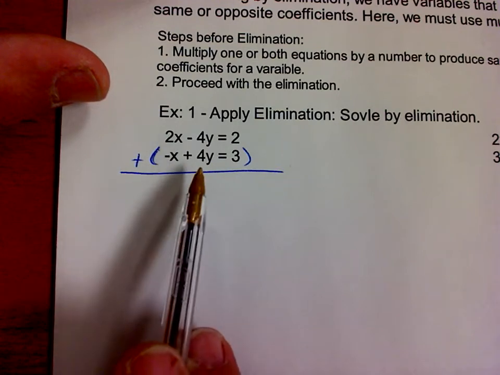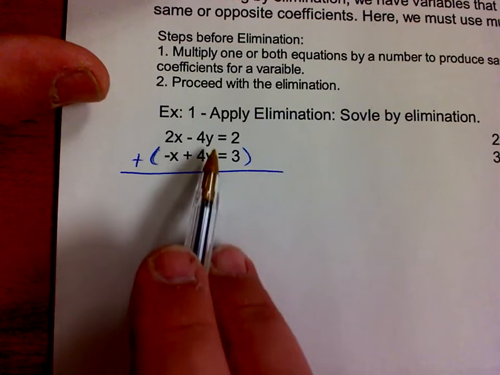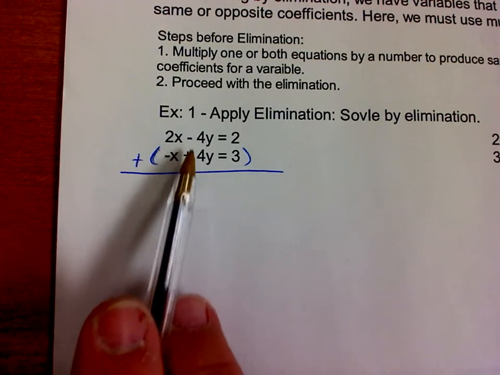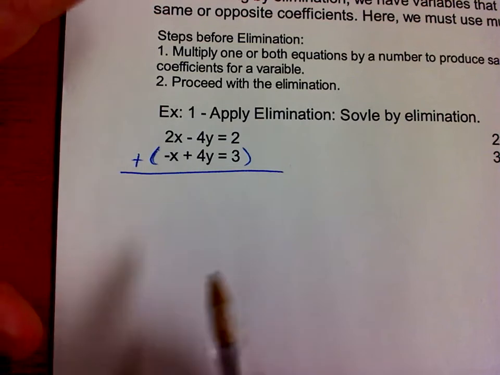Now, if I would have subtracted, I would have negative 4 minus 4. That would have given me negative 8. Because remember, the goal of this is to have one of our variables cancel out. I tend to always try to get opposite signs but the same coefficient, like this. That way I'm always adding. It's usually easier to add things together.